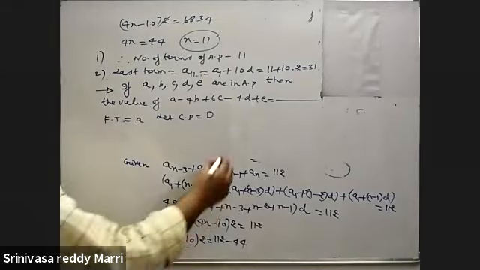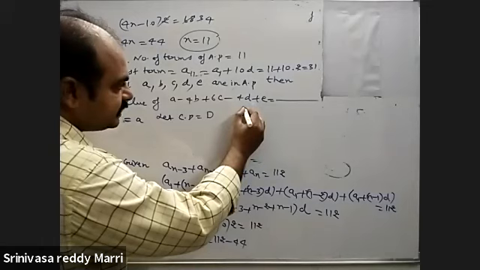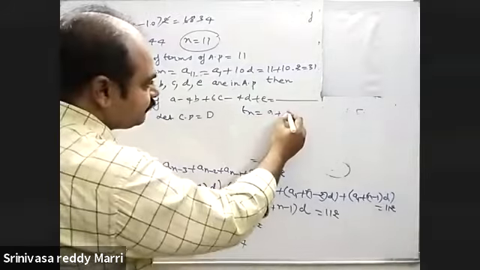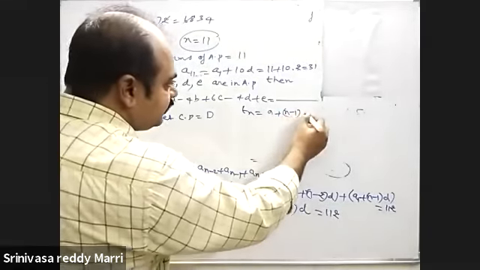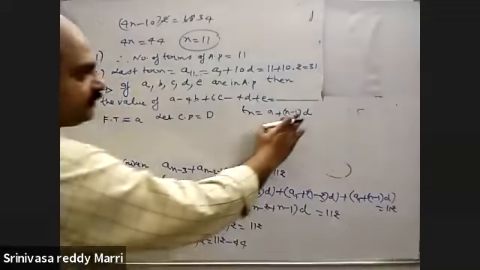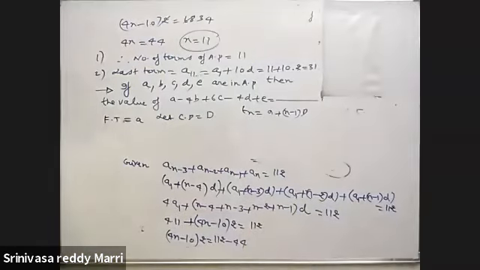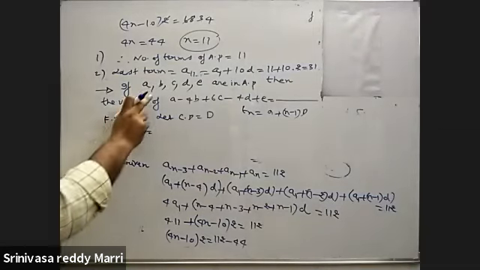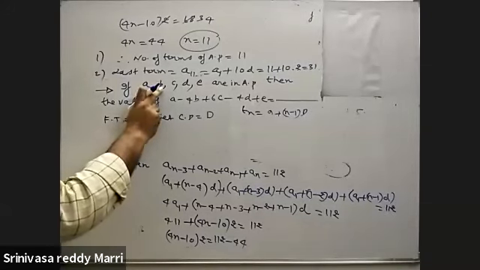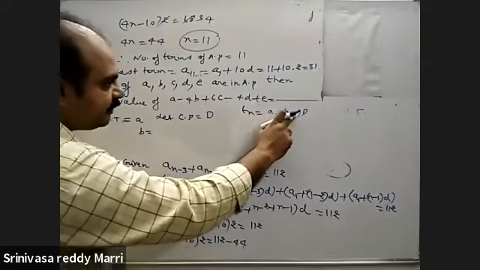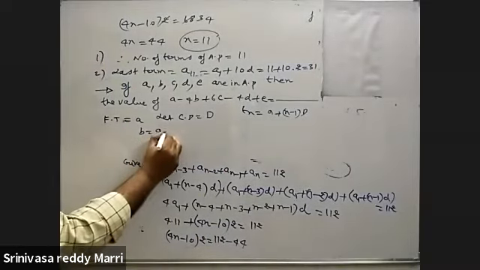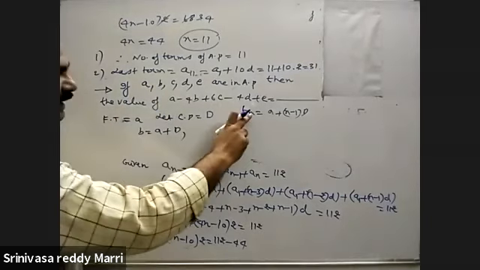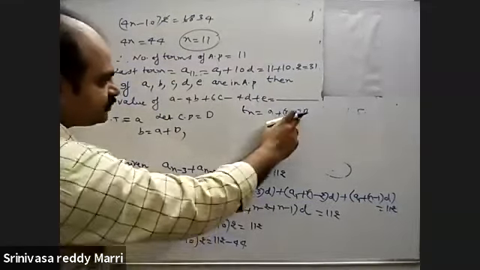Okay now, nth term is what? Nth term formula is A plus n minus 1 into capital D. Now look at B is the second term. So therefore B is what? Second term means A plus 2 minus 1 into D. That means B is nothing but A plus D. Second term means n equal to 2.